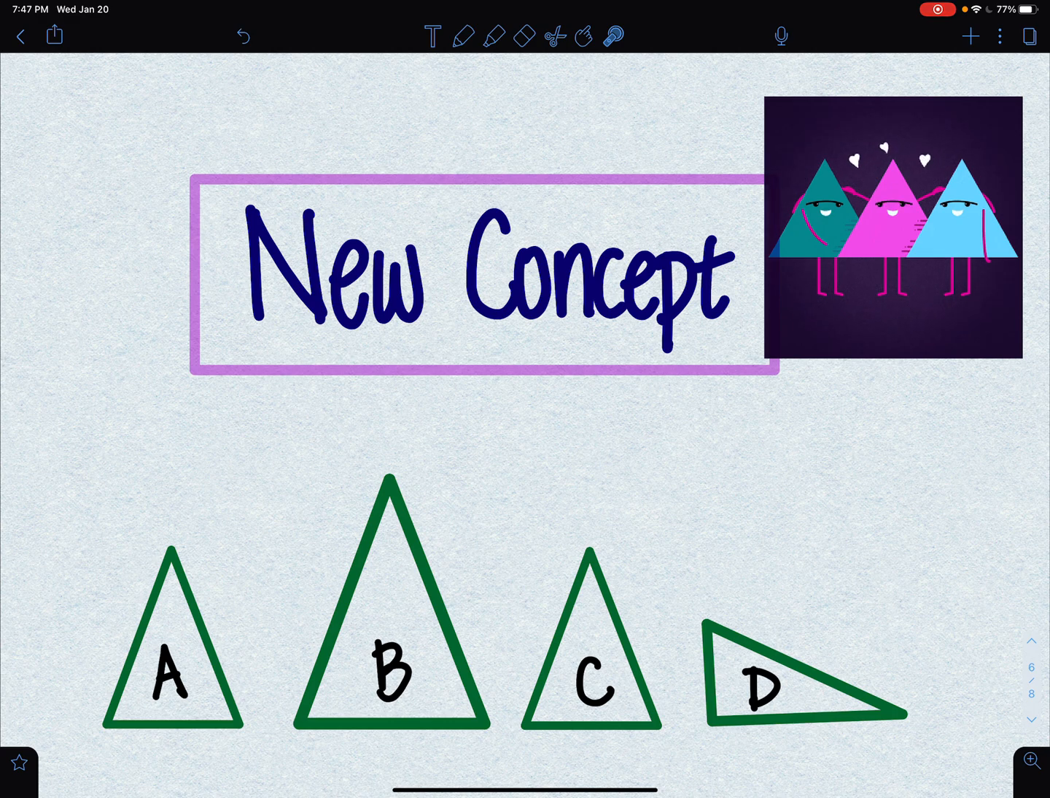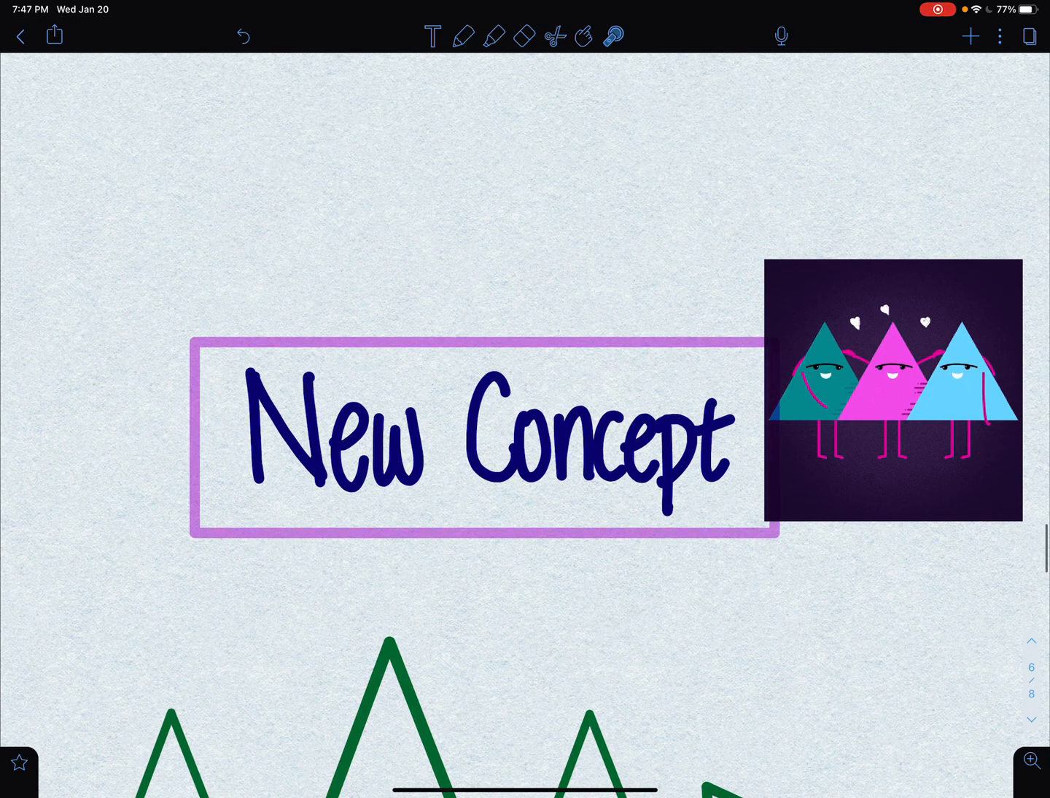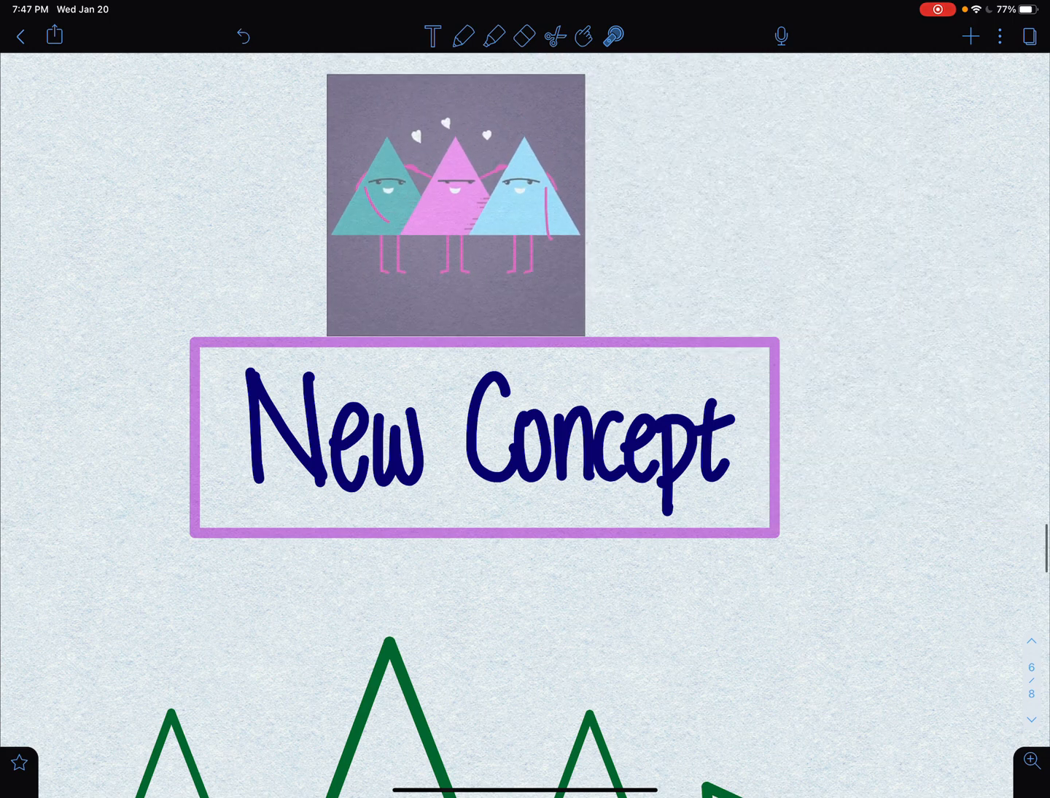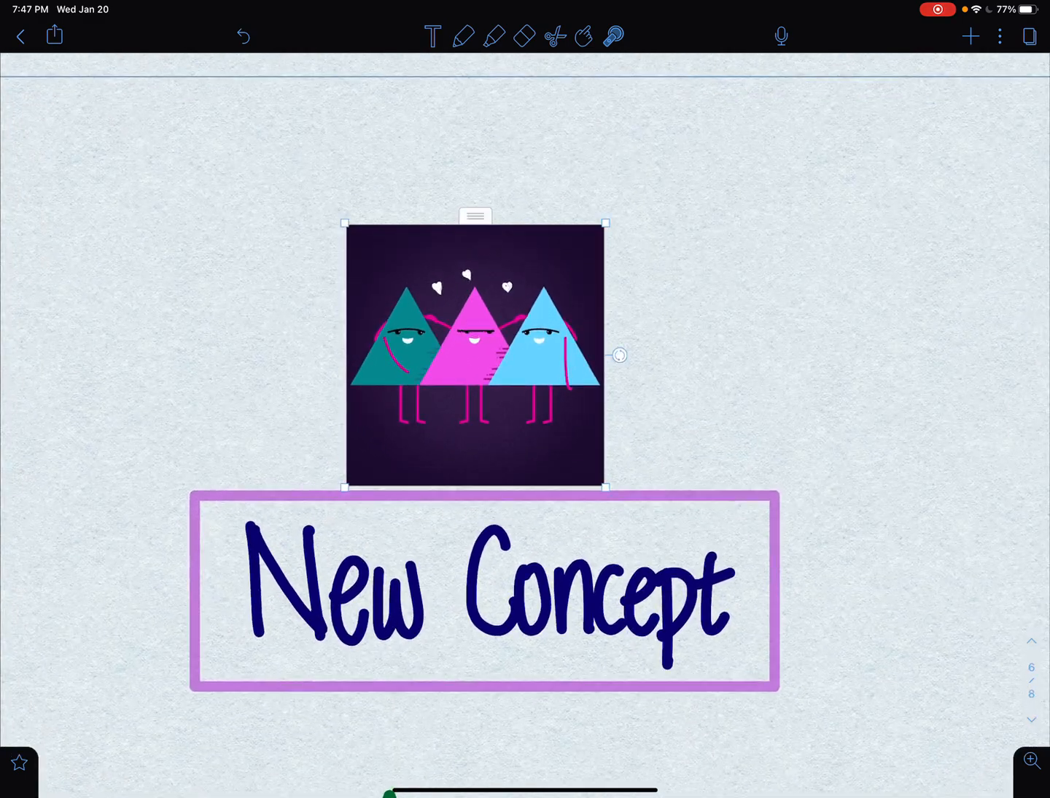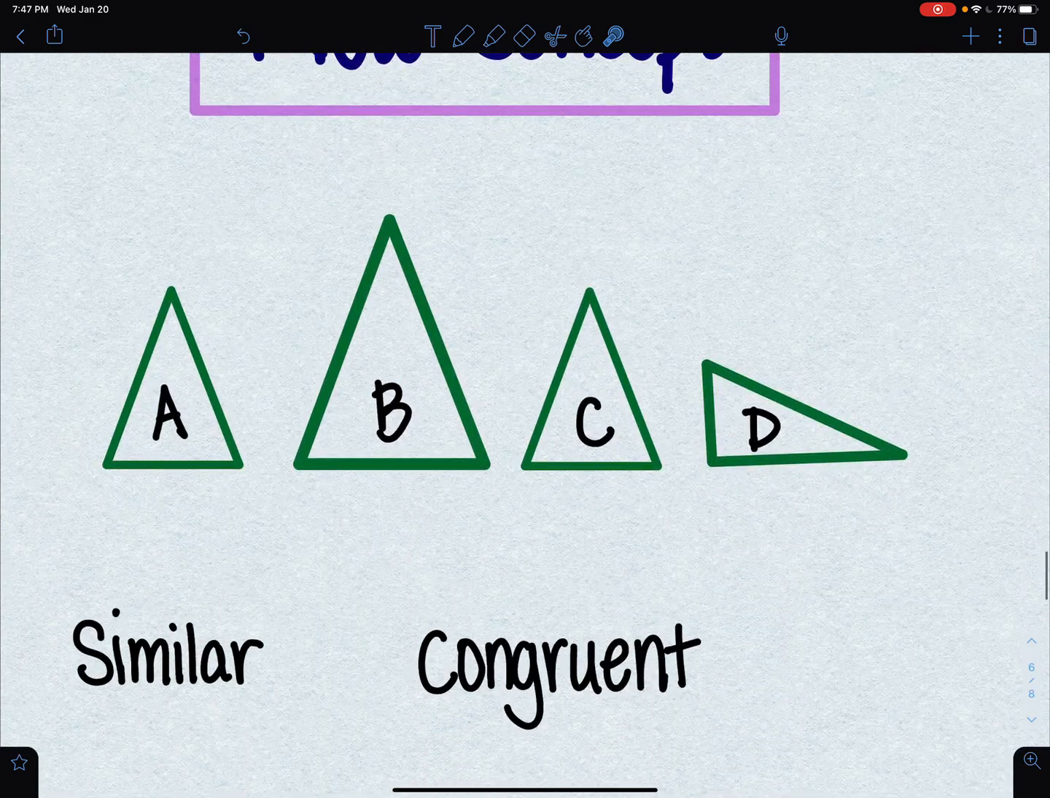concept. And the new concept is kind of fun because it's going to show similar and congruent triangles, kind of like these triangles here. They look like they're best buds, huh? Similar and congruent triangles. So they show us these 4 triangles. So look closely at these 4 triangles and notice which ones look similar and which ones look exactly the same.